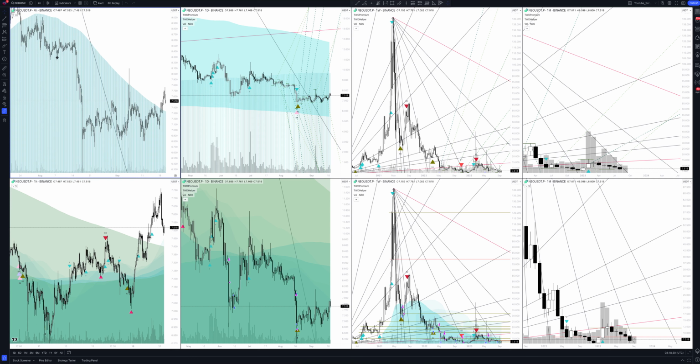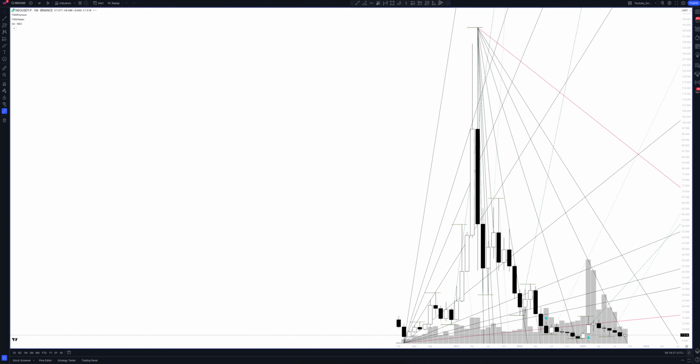Today we will take a look at NEO cryptocurrency. Let's analyze the market situation and find out how you can make money on it. Let's start. We always start our analysis from the global market.